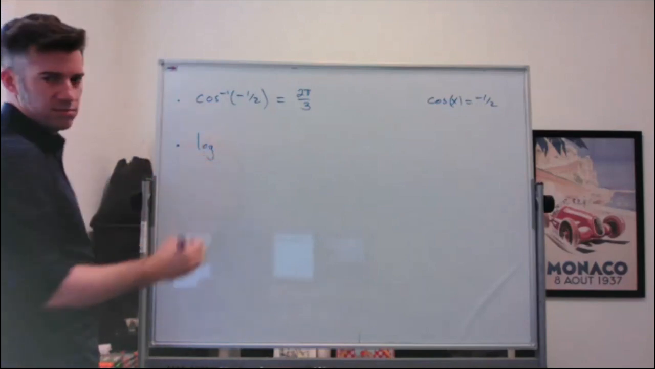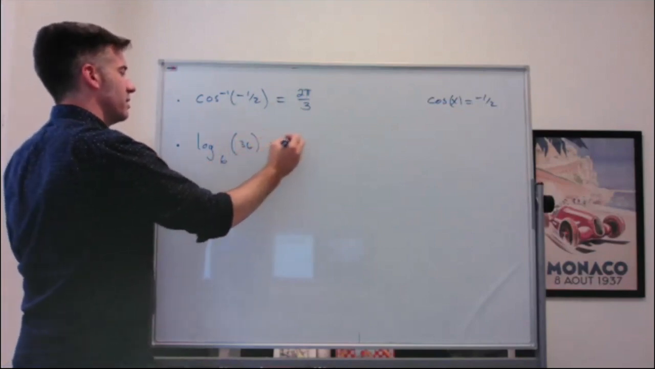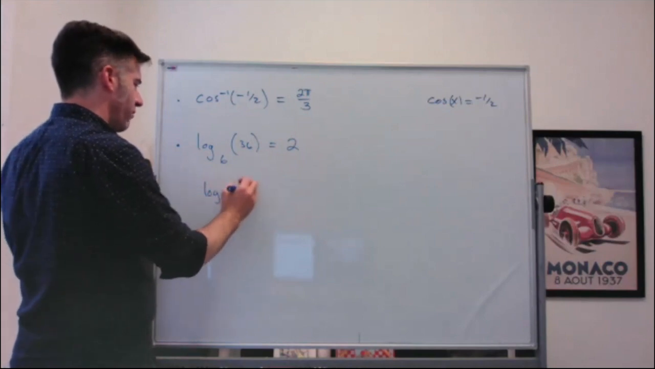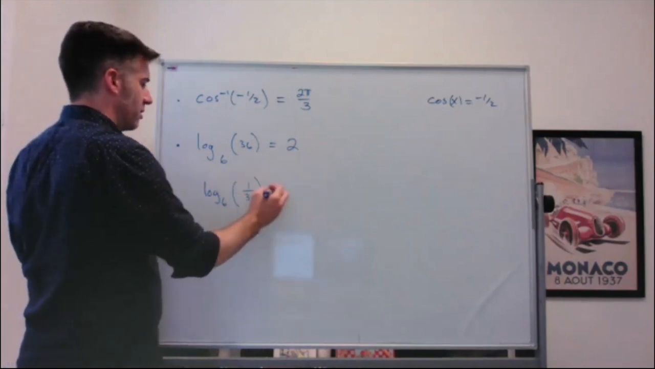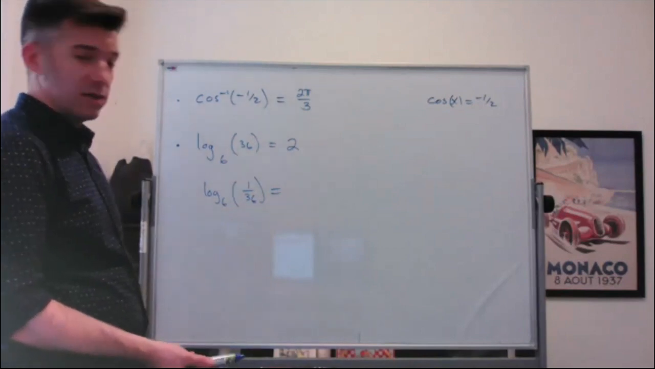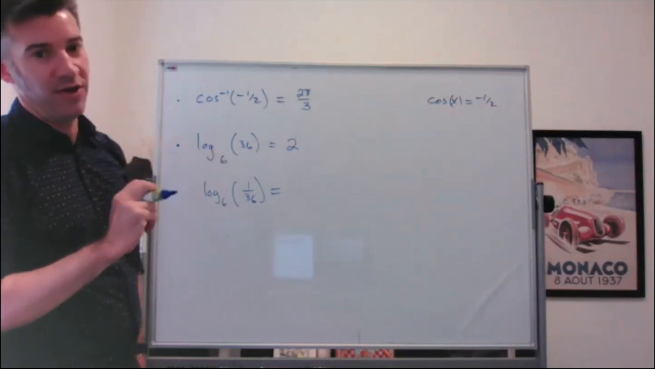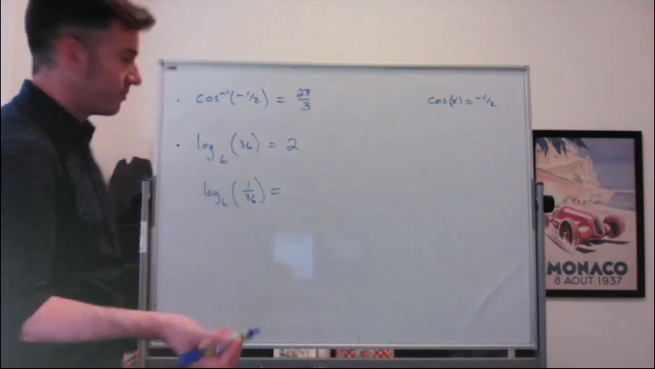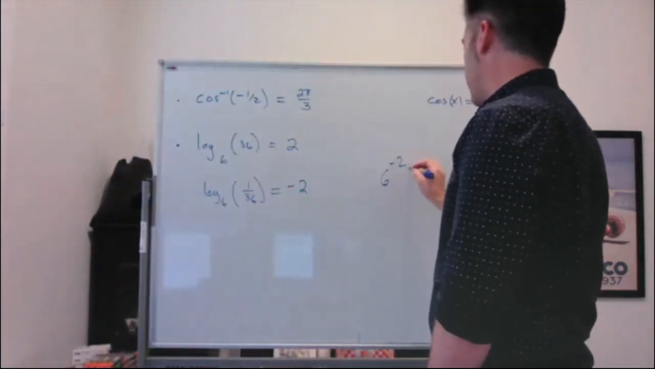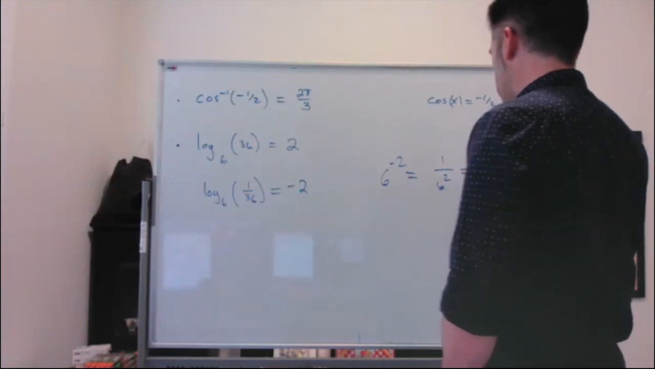And then the next one is also not terrible. Fine. Log base 6 of 36 is 2. What if it was log base 6 of 1/36? Then what would the power be? 6 raised to what power is 1/36 going to be? Oh, you're so close. It's not 1/2 though. Yeah, it's negative. So 6 to the -2 is 1/6 squared, which is 1/36.